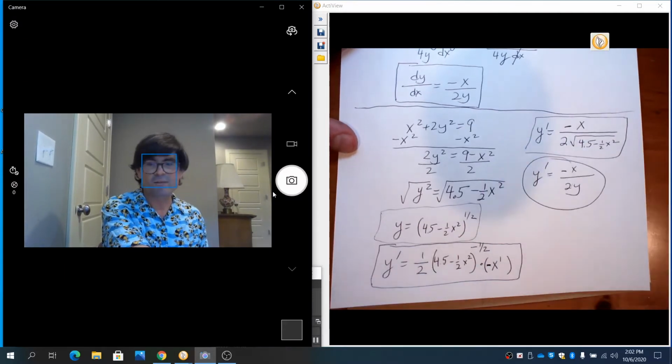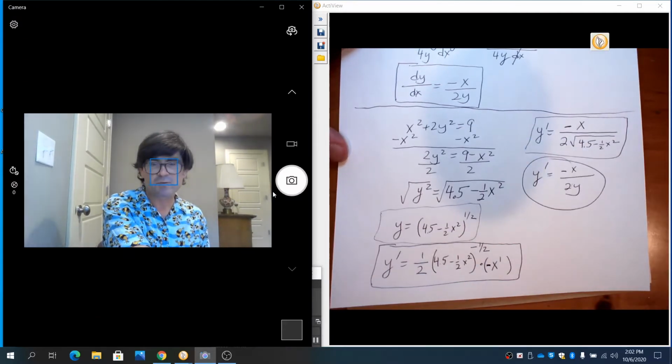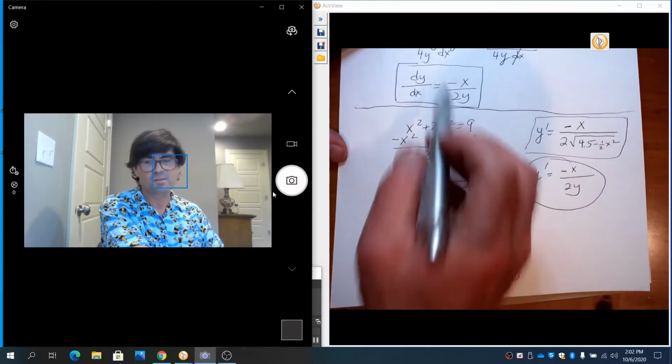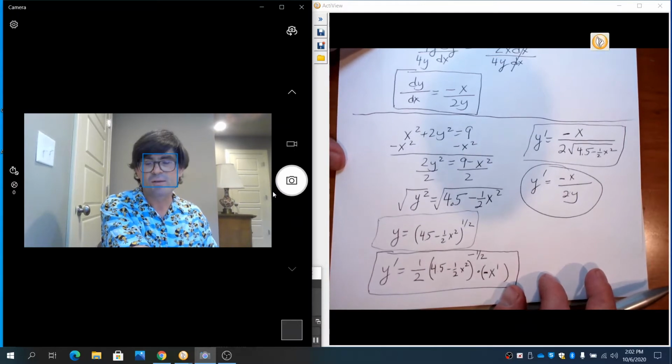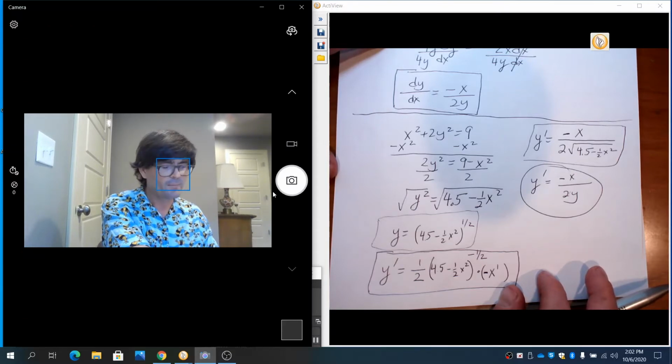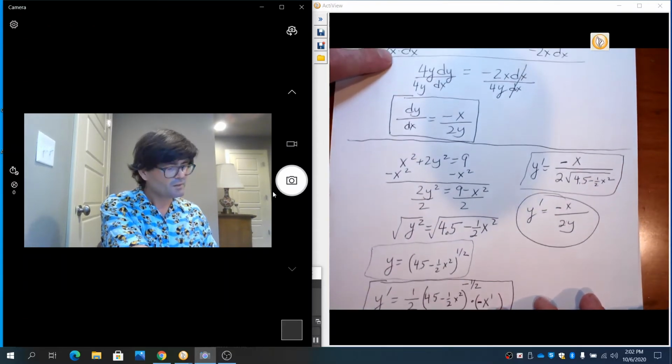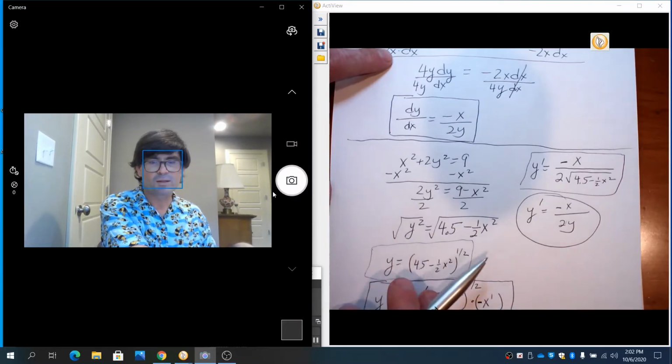And you can see that that is exactly the same derivative as we got up here in terms of x and y. That's just kind of an introduction to implicit differentiation. This is an unusual problem because most problems you probably can't do both ways. I actually want to do this problem one more time, with one more caveat.